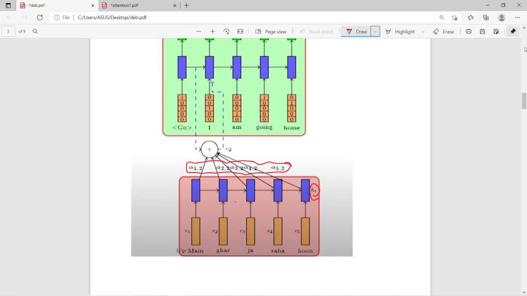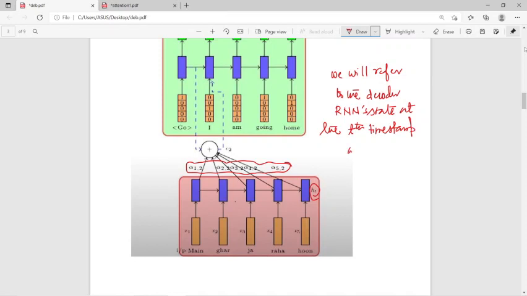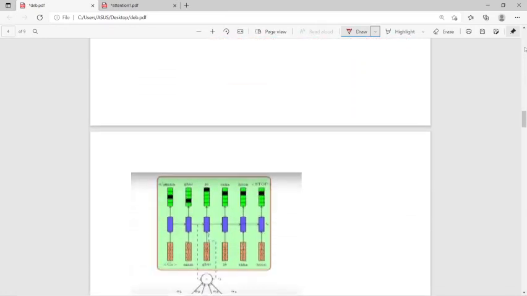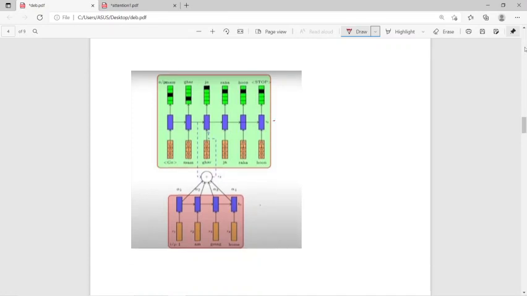So we will refer to the decoder RNN's state at the tth timestamp as st, and the encoder state at the jth timestamp as hj. That is just st, and that is ht, you can say.